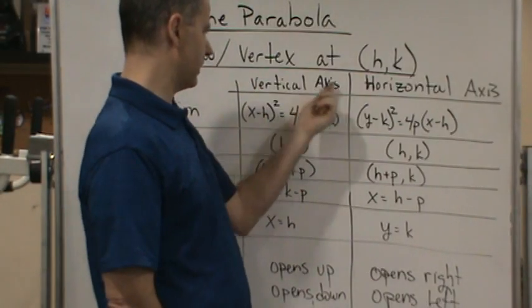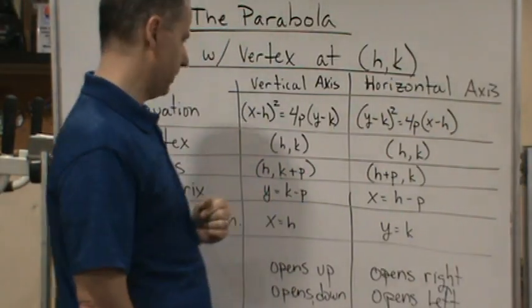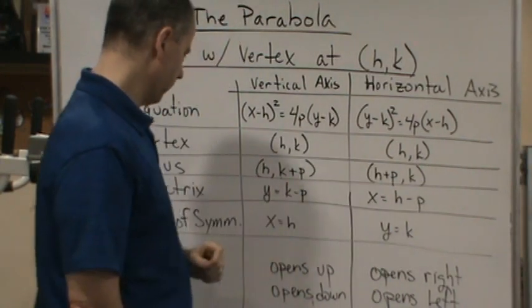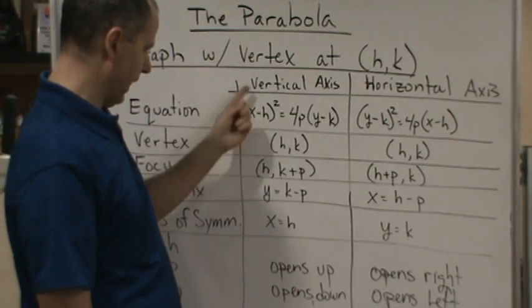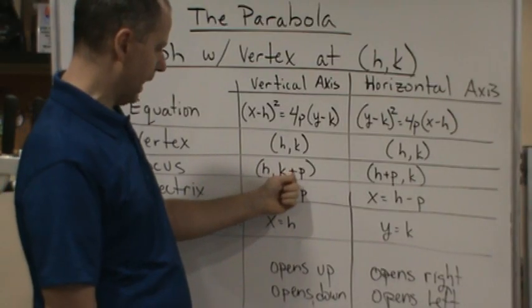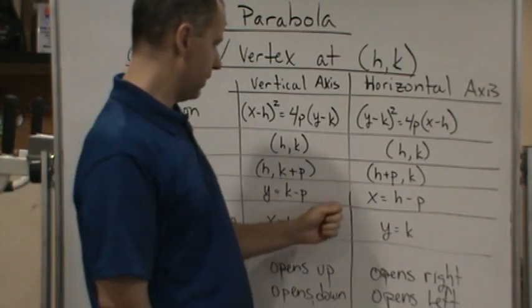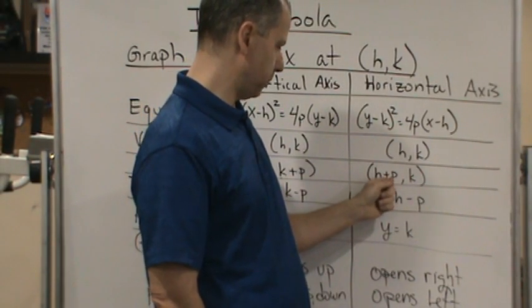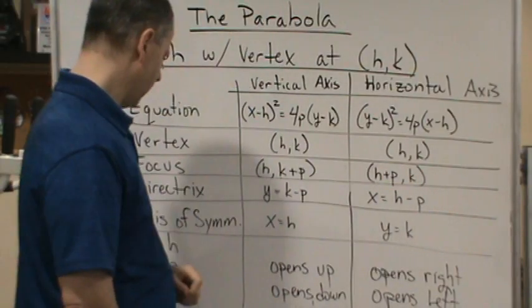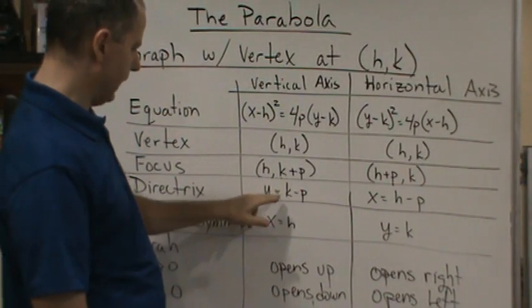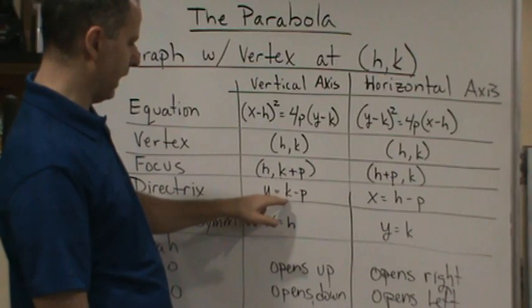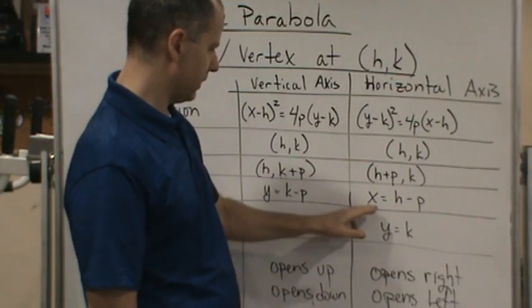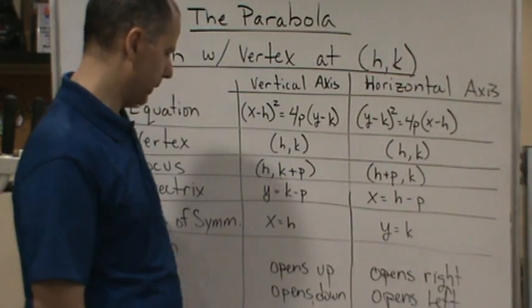So again, vertical axis of symmetry, horizontal axis of symmetry. The vertex is now at h comma k for both of them. The focus, if it's the vertical axis of symmetry, is h comma k plus p, versus if it's going sideways, the focus is going to be h plus p comma k. And then the directrix is y equal to k minus p. And the directrix for the horizontal axis of symmetry is x equal to h minus p.